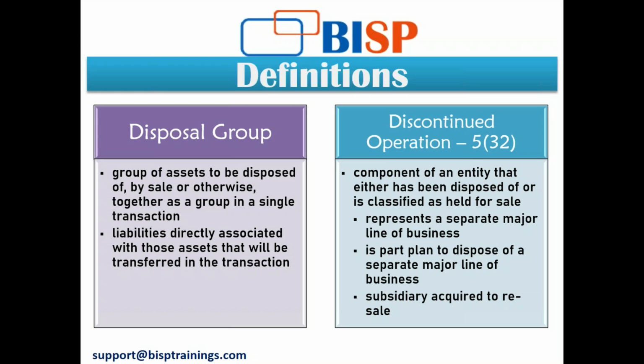An entity shall classify a non-current asset or a disposal group as held for sale if its carrying amount will be recovered principally, the main principle, only through a sale transaction rather than through continuing use. So my motive of earning from that asset has moved from using that asset to incur profits or revenue, to a sale. I am going to incur a revenue from that asset through sale of that asset. So my motive has changed.